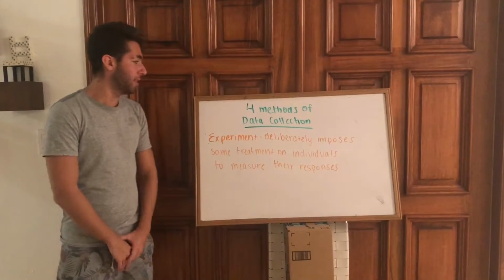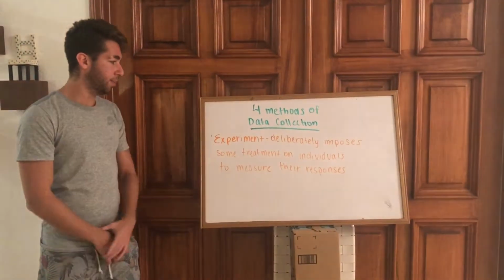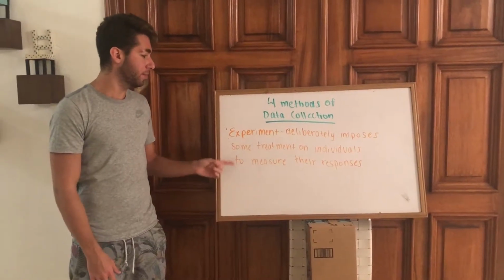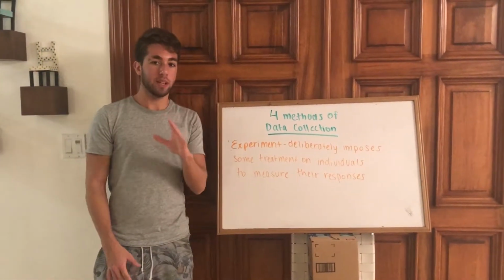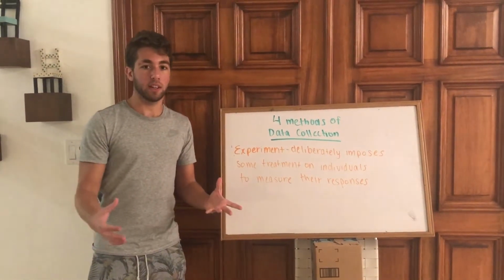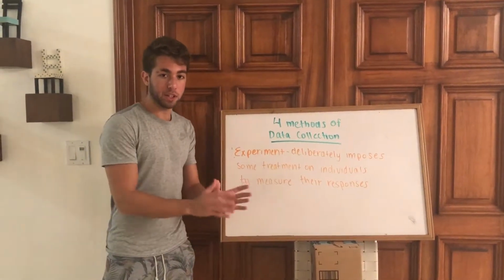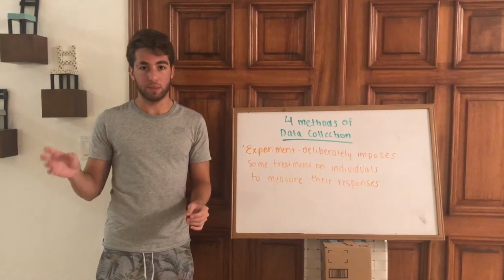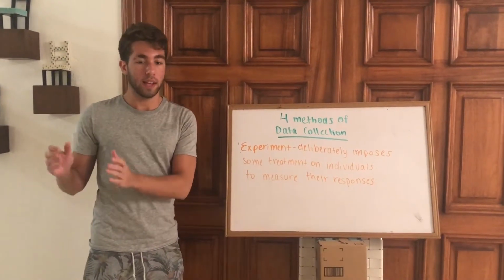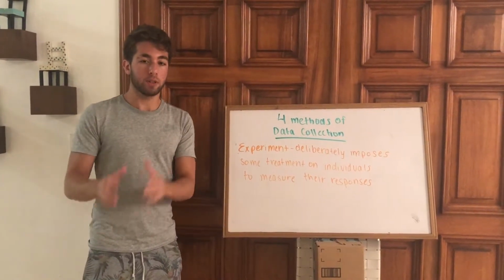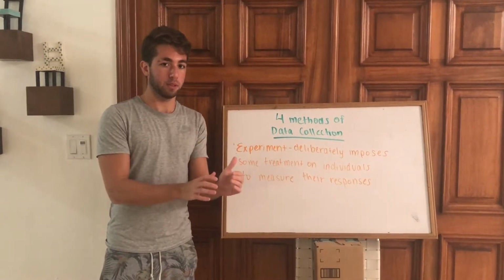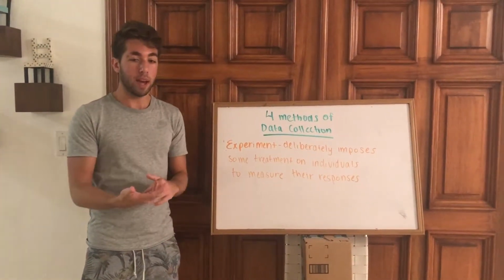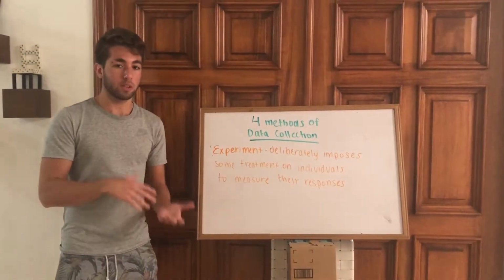Our second method of data collection is an experiment, which deliberately imposes some treatment on individuals to measure their responses. This means that when you have a group that you're studying, you're actively going to change a variable. You're going to make something different for one group, but you're going to keep one group the same. You're going to keep one group normal. That's called your control. Then when you change something, that's your experimental group. What's changing is your independent variable. Your dependent variable is what's the result.